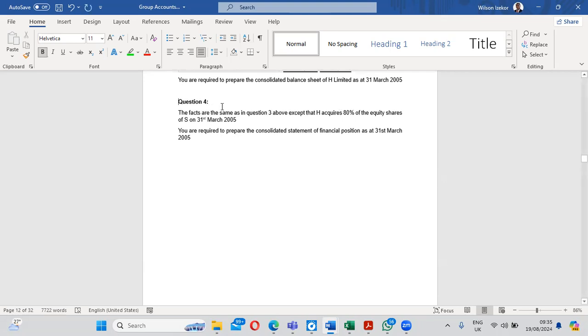Later on in the question, as we move on to further questions, we will see that there are two ways of valuing non-controlling interest. It's either you use the proportionate share of the subsidiary net asset acquired, or you use the fair value method. But in this case, what we are going to be using, of course, is the proportionate share of the subsidiary net asset acquired. So later on, we are going to be looking at the fair value method.